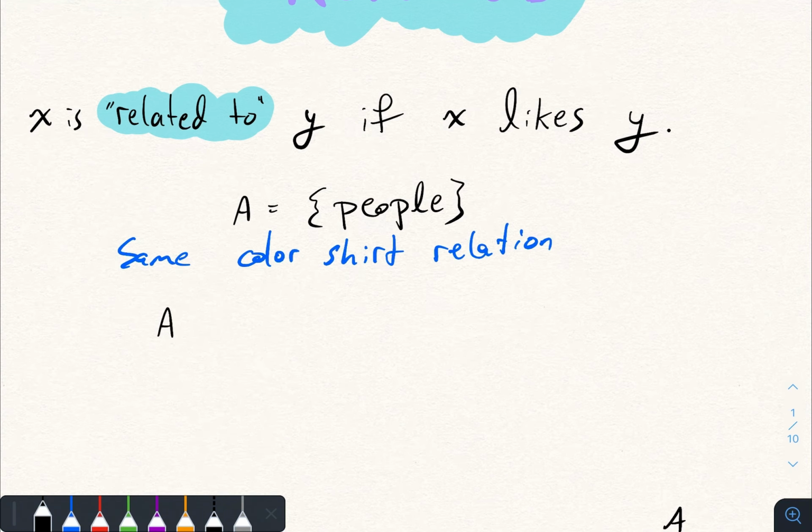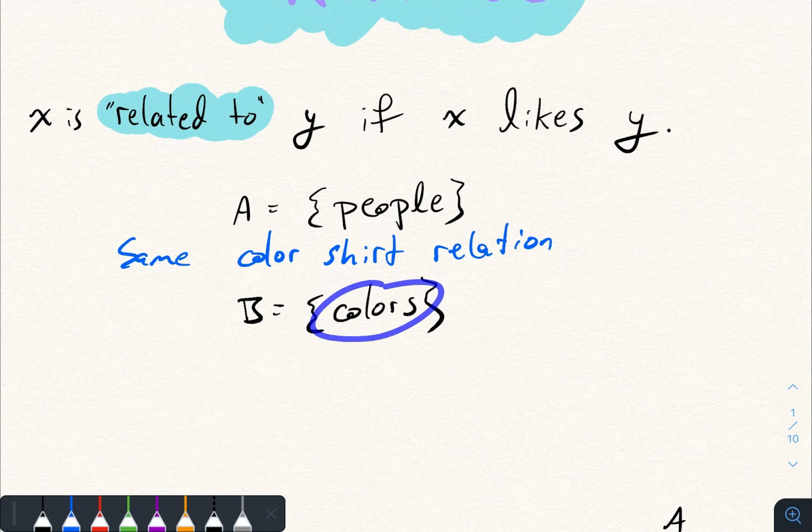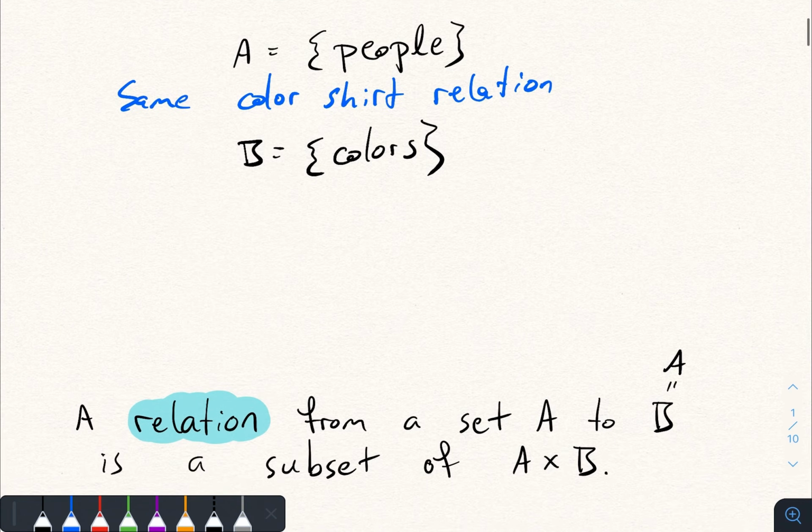Okay. You could also have a relation on a pair of sets. So let's just keep A to be the set of people and B will be the set of colors. The relation could be that the person is related to the color if they like that color, right? So I like the color blue, so I would be related to the color blue. I like the color red, so I'm also related to the color red and the color green, but maybe I'm not a huge fan of the color pink, so I'm not related to the color pink, right? So on and so forth.